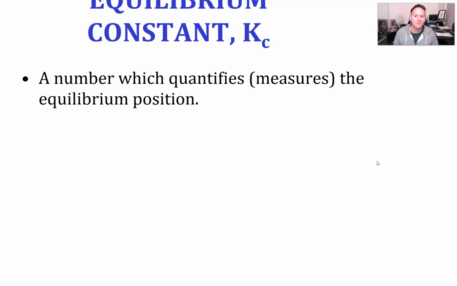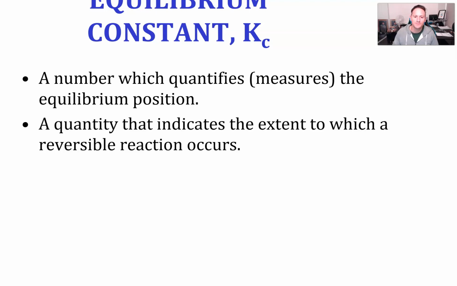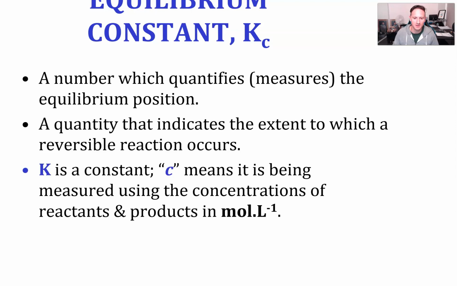First of all, this is the equilibrium constant, which is Kc. Sorry, that "equilibrium" is cut off up the top there. So the equilibrium constant is a number which quantifies or measures the equilibrium position. We established in the previous video that the equilibrium position can favor the reactant side or favor the product side. It's a quantity that indicates the extent to which a reversible reaction occurs. So again, from video 1, equilibrium is the concept of how far a reaction goes to completion, as opposed to the rate of reaction, which is talking about how fast the reaction completes.